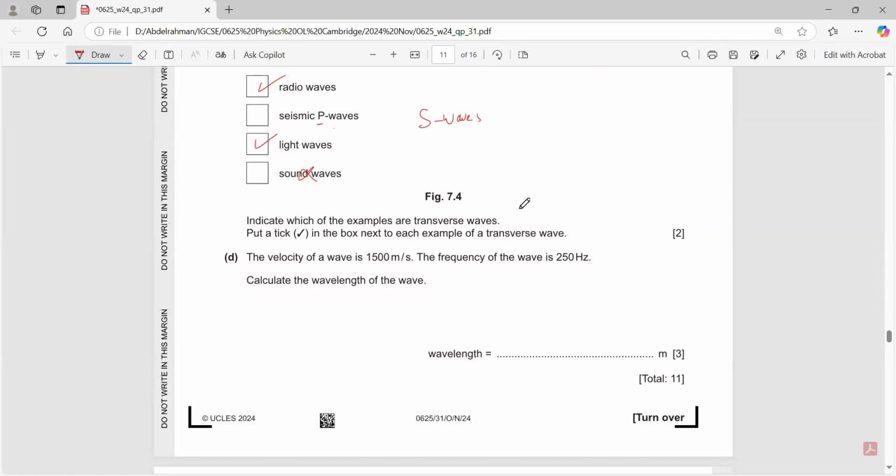The velocity is 1500, the frequency is 250. Can I find the wavelength? Yes, wavelength equals speed over frequency. 1500 divided by the frequency, 250. I guess this is easy. 6 meters.